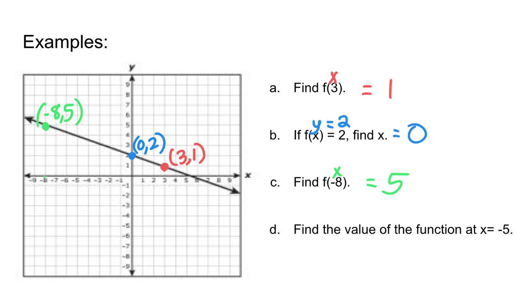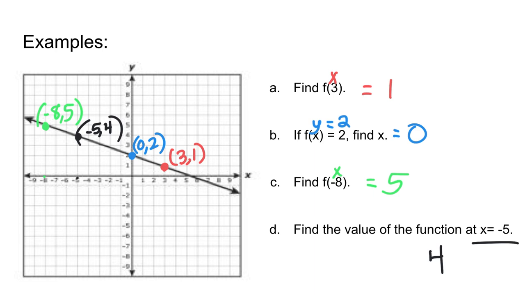And then the last one asks for the value of the function at x equals negative 5. Well, obviously that's an x. So we go on the x to negative 5. The function is right here at negative 5, 4. So the value of my function at negative 5 is 4. Pay attention to whether they're giving you an x or a y. That's going to be the thing that makes the difference here for you.